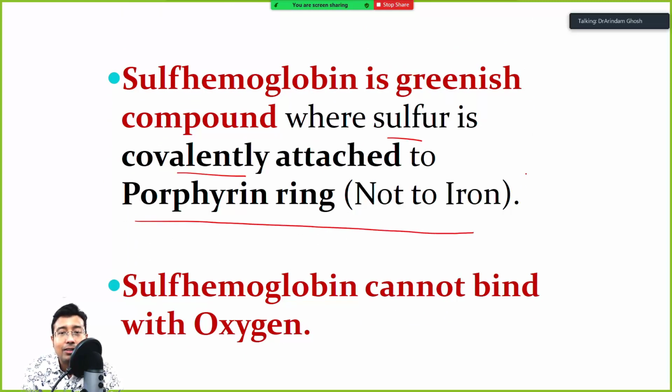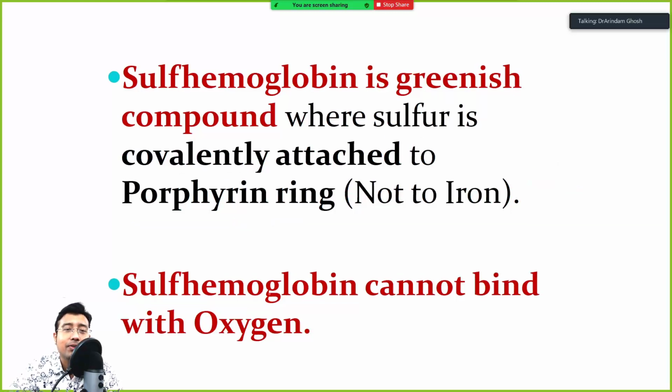Now, sulfhemoglobin is a greenish compound, okay, where very important, sulfur is attached covalently to the porphyrin ring, not iron. This is a very important MCQ. All the other variants, most commonly, they target the iron, right? However, in spite of the fact that iron is free, sulfhemoglobin cannot bind with oxygen because it changes the structure. It leads to a steric hindrance, right? Anyway, your important point to note is, in case of sulfhemoglobin, the sulfur is covalently bound to the porphyrin ring. It is not bound to iron, right?